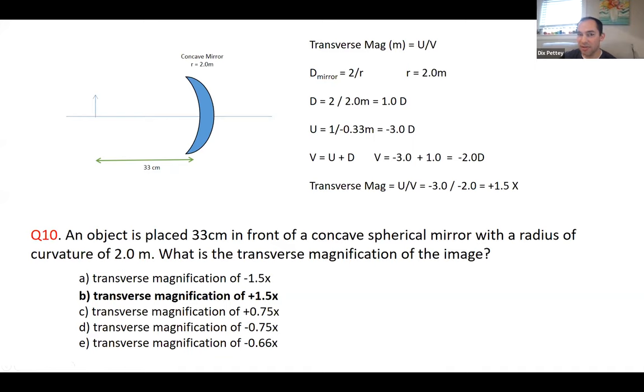Does that make any sense? The signs make sense in that, but do you know what it means in the real world? Is that signifying inverted or upright if it's plus or minus? Jennifer, that would mean it's an upright image, right? Is she still on here? Yes. So the plus signifies that it's upright. I believe so, yes. And magnified by 1.5 times.